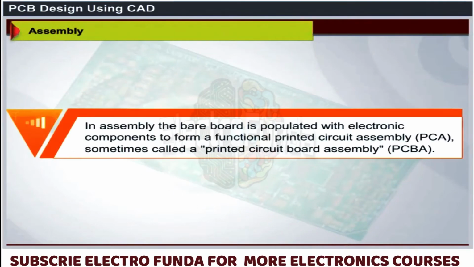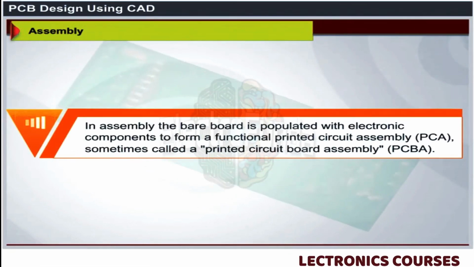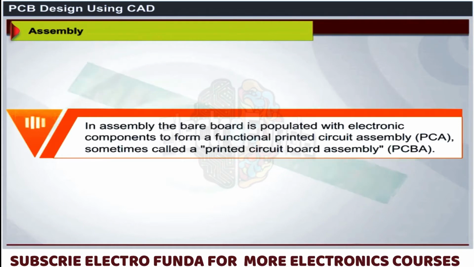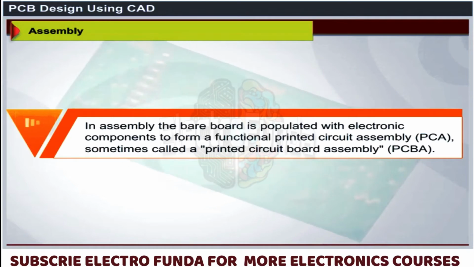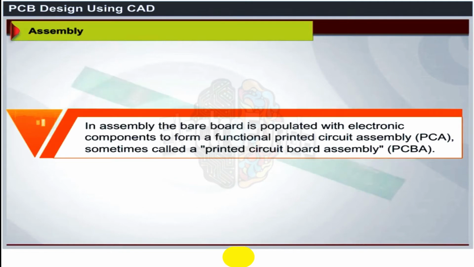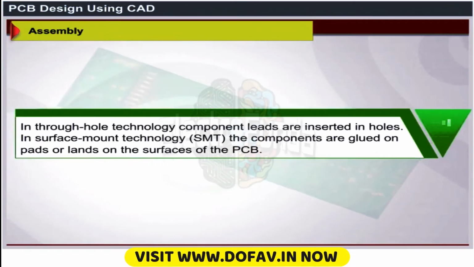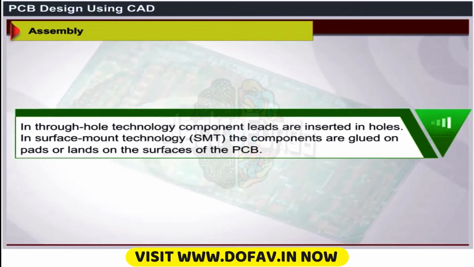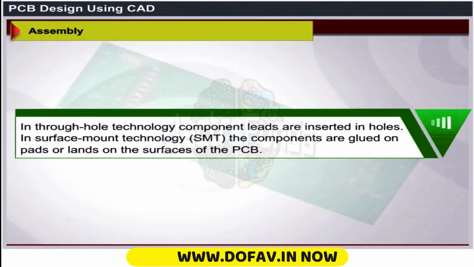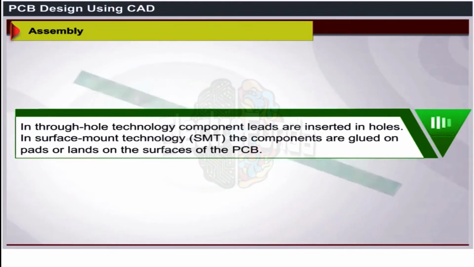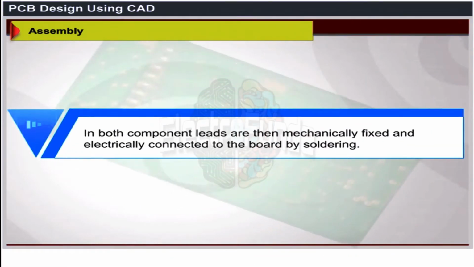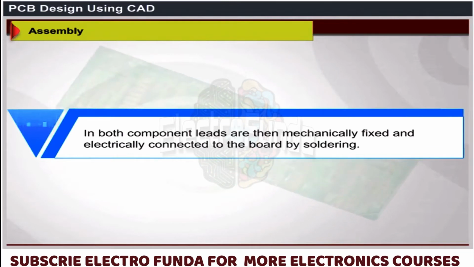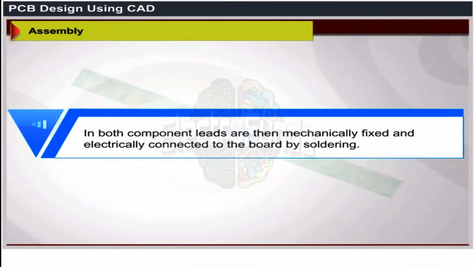Assembly. In assembly, the bare board is populated with electronic components to form a functional printed circuit assembly (PCA), sometimes called a printed circuit board assembly (PCBA). In through-hole technology, component leads are inserted in holes. In surface mount technology (SMT), the components are glued on pads or lands on the surface of the PCB. In both, component leads are then mechanically fixed or electrically connected to the board by soldering.